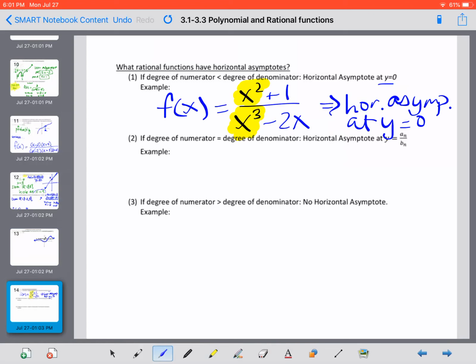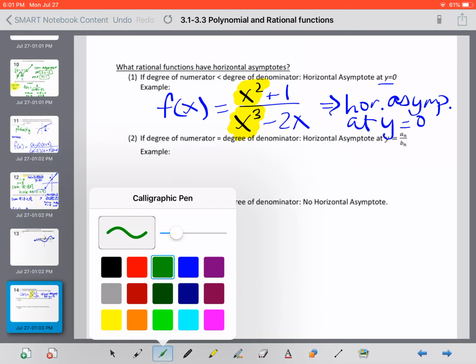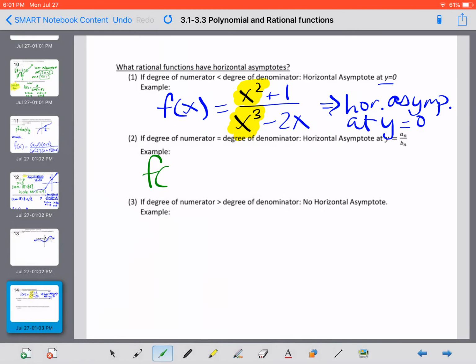Now in the second case, what if the degree of the numerator and the degree of the denominator are the same? So let's say we had the function f of x is x squared plus 1 over x squared minus 2x. So it's similar to the last one, except now the denominator is x squared minus 2x instead of x cubed, so the degree of the top and the bottom are both 2. The largest exponent on both is 2.